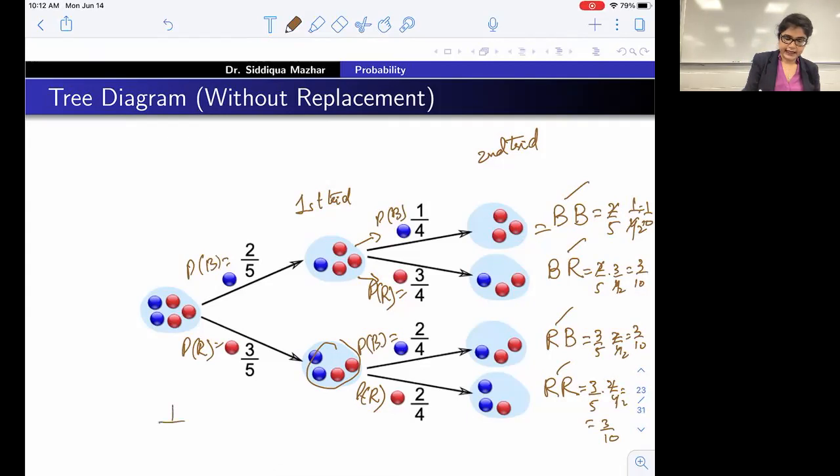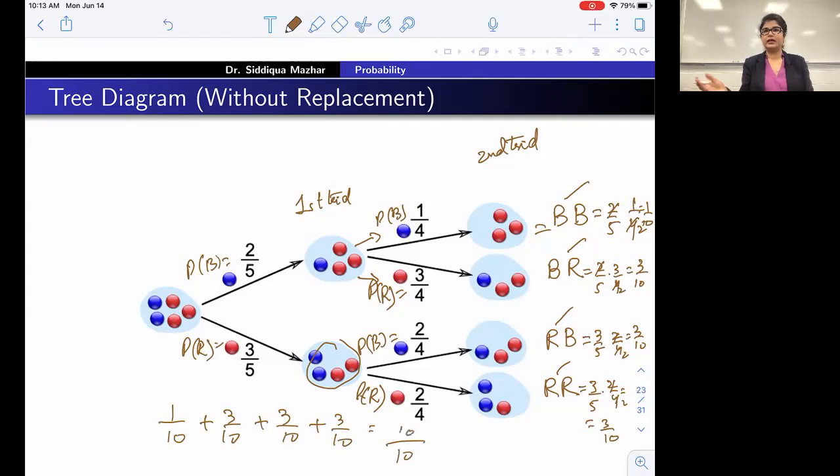1 by 10, blue plus blue, red, what was the probability? 3 by 10, finding the probability of red, blue, 3 by 10, finding the probability of a red, red, which is 3 by 10. When you take the LCM, this will be 3 plus 3 plus 3, because the denominator is the same. So LCM will be the same, 10, and you are adding all these together. So this will be 10, so it means 10 by 10. My experiment is correct. Making this tree diagram is absolutely correct.